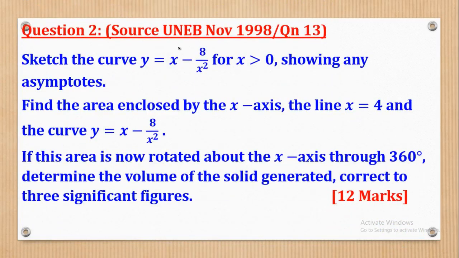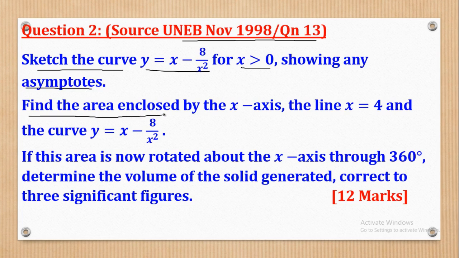So now we shall go to question 2, which came from UNEB November 1998, paper 1, question 13, and says, sketch the curve this for x greater than 0, showing any asymptotes. Then find the area enclosed by the x-axis, the line x equal to 4, and the curve this. Then if this area is rotated about the x-axis through 360 degrees, determine the volume of the solid generated, correct to 3 significant figures.